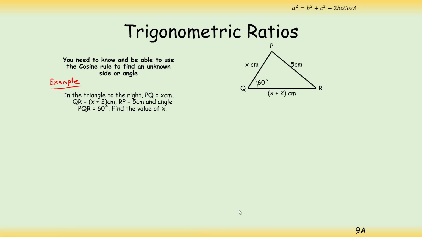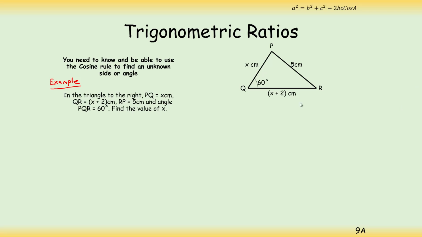Right then, let's look at this example. In the triangle to the right, PQ equals x centimeters. There we go, that's PQ. QR equals x plus 2, and RP equals 5. RP or PR equals 5. And PQR, the angle in between, is equal to 60 degrees. Find the value of x.